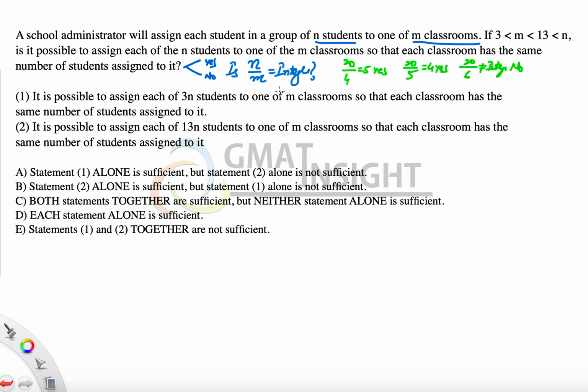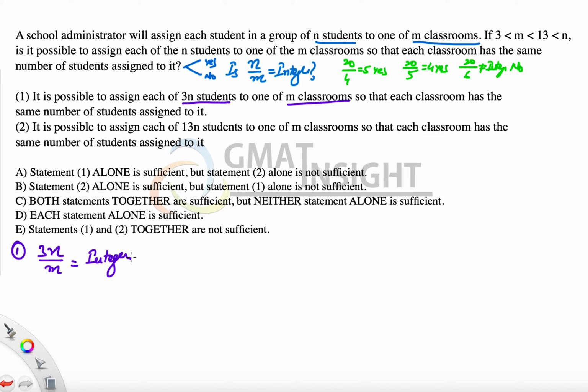So that's one of the strengths, if you can simplify the question into an easier format. Now, our objective is only to figure out whether the number of students is divisible by the number of classrooms or not. Now, let's look at the first statement and start judging the merit in it. The first statement says that it is possible to assign each of the 3n students to m classrooms so that each classroom has the same number of students assigned to it. So it only means that 3n is divisible by m. So 3n upon m is an integer.